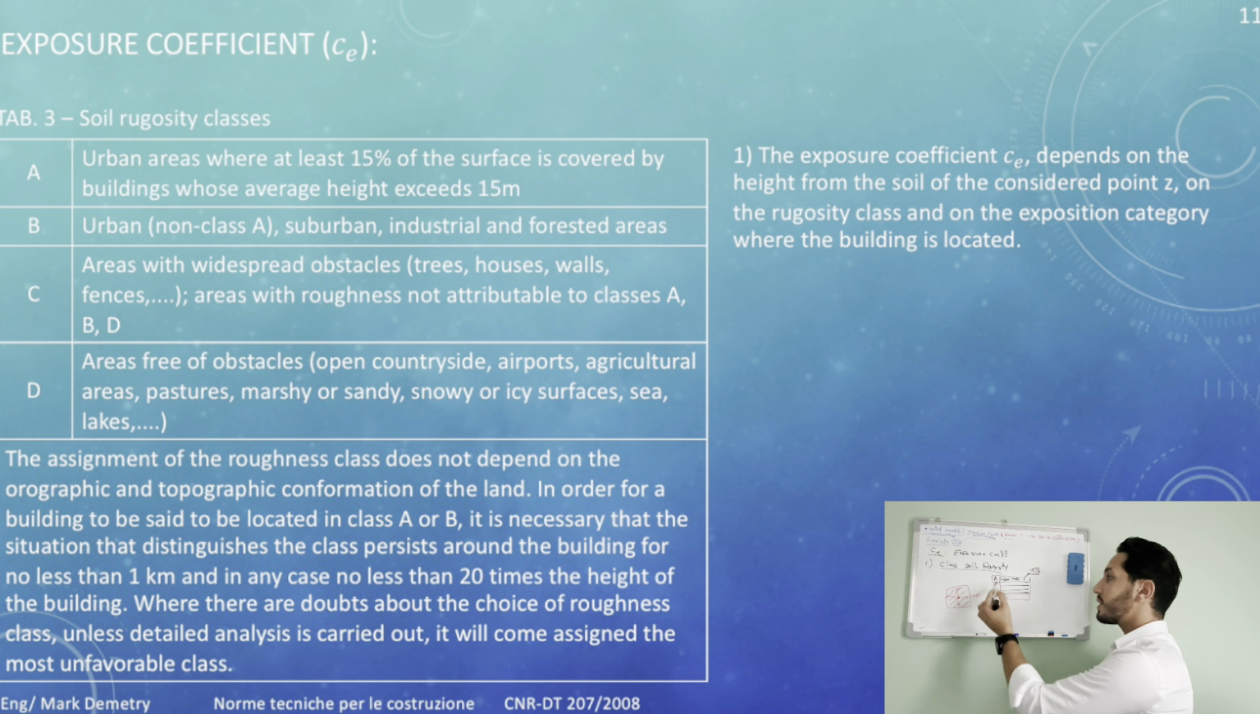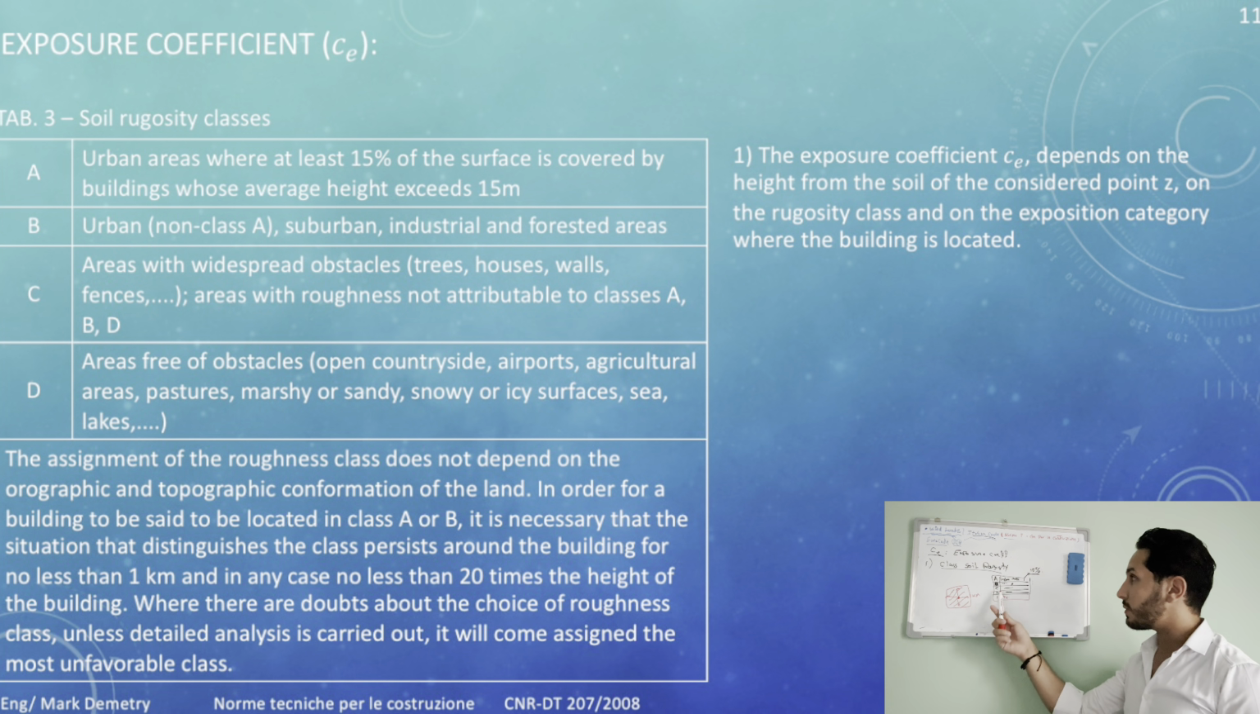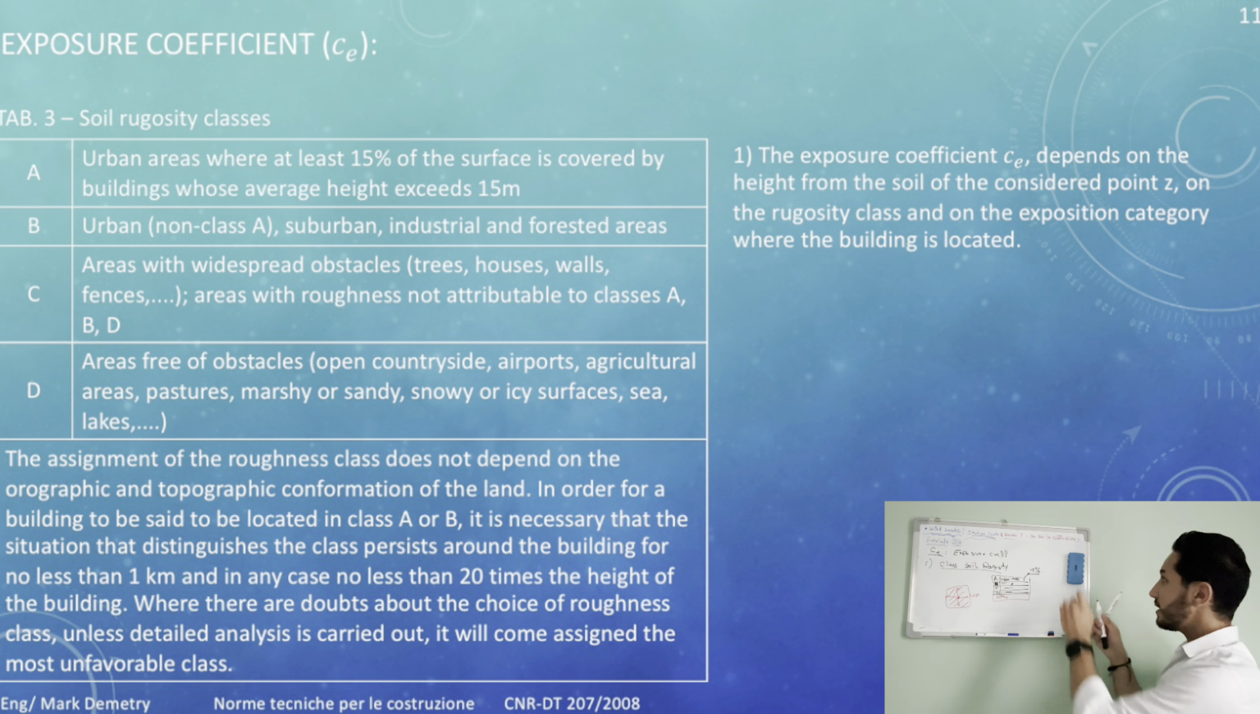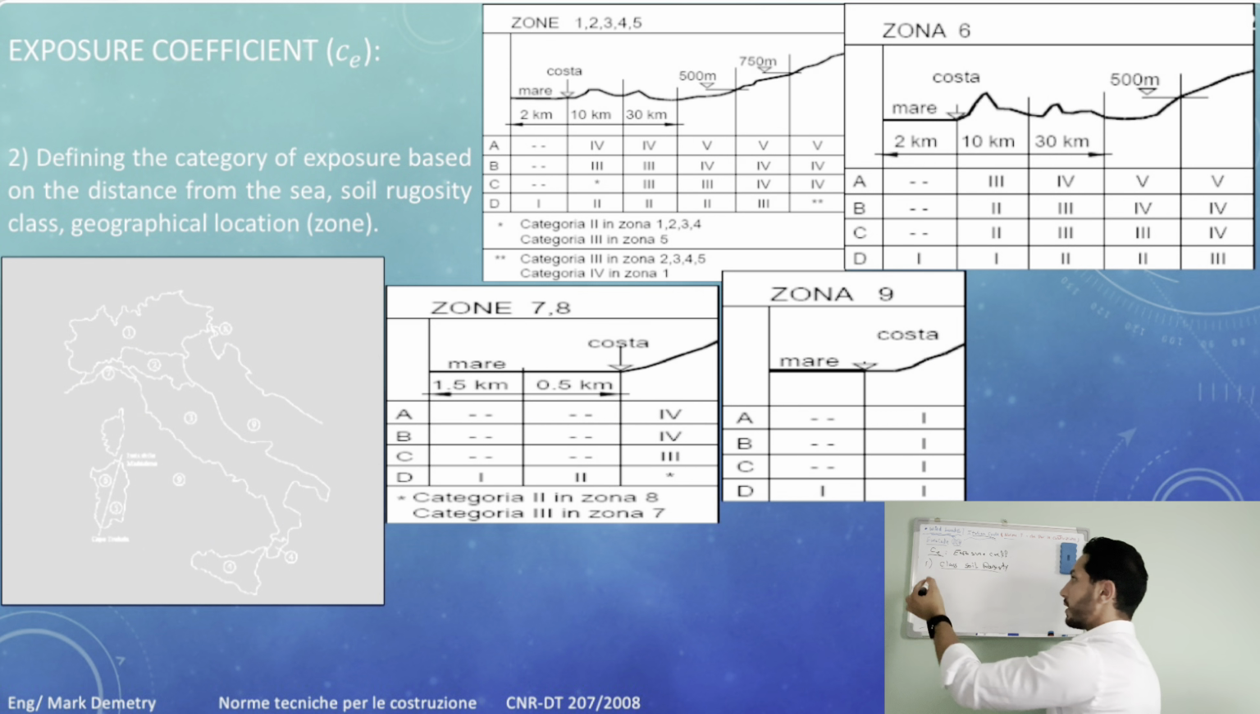Then we have category B. Here is the urban area that is not category A, or an industrial area, or whatever. You can see it written clearly on the screen. And then we have category C and category D. Once we know the class of the soil registry, we go to step number 2 of calculating the CE.